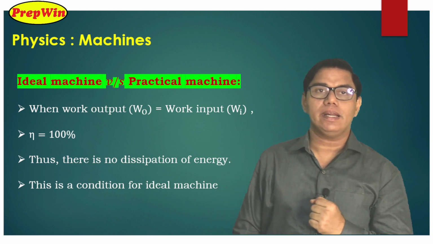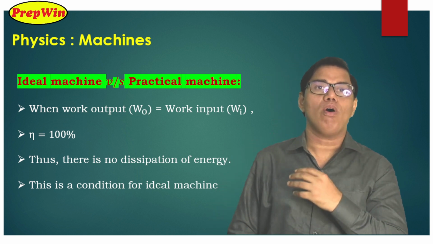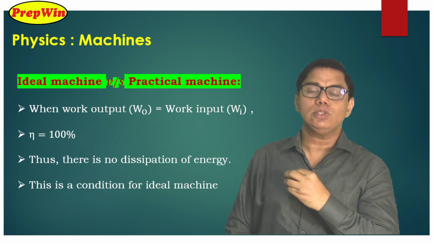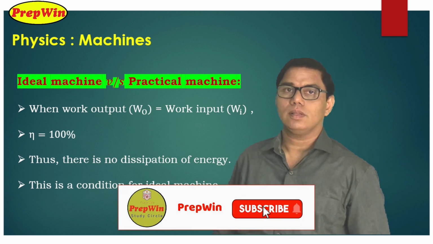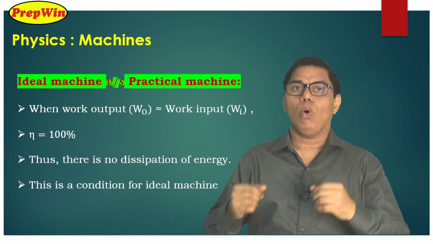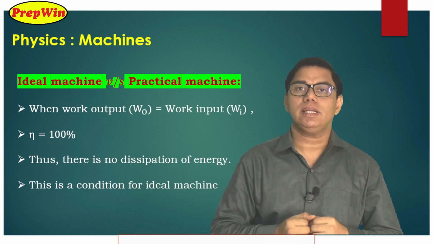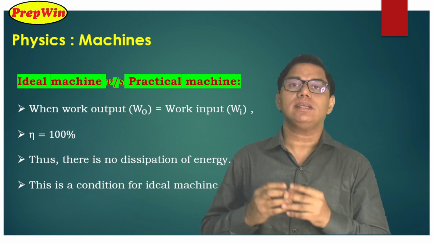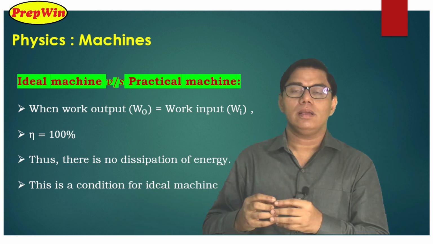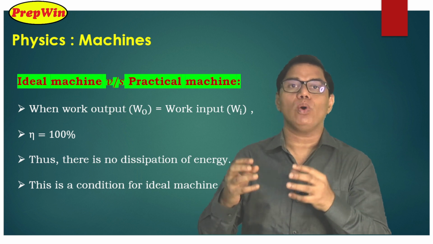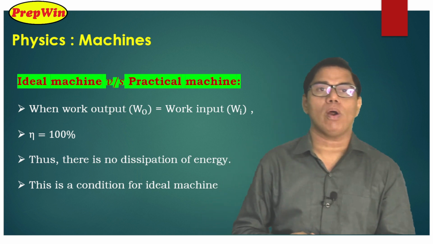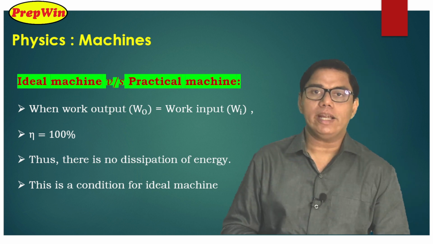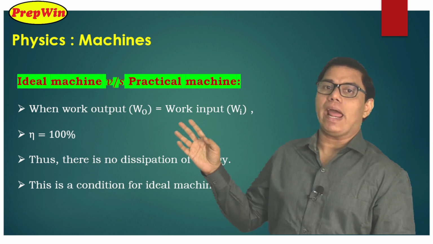Efficiency is 100%, and there is no wastage of energy, that is, no dissipation of energy. These are all ideal conditions, only possible in the ideal machine. An ideal machine is a myth. It does not exist. In our real world, we get only practical machines and not ideal machines. Now let's move on to the next slide, of a practical machine.